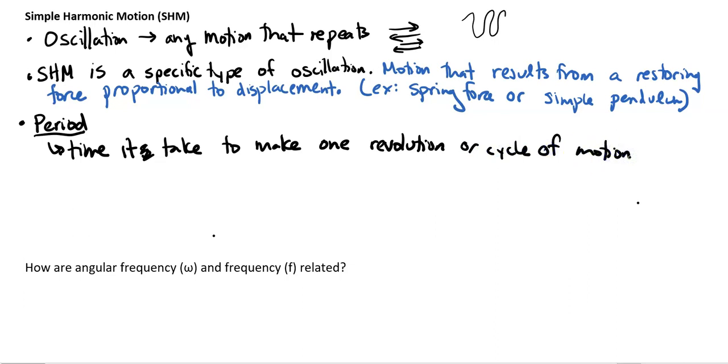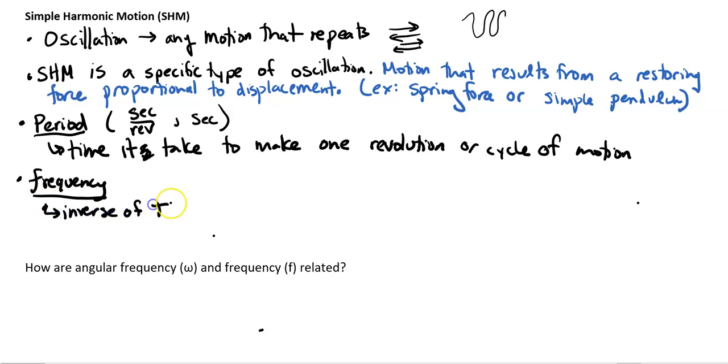Since period is dealing with time, the units of period are going to be seconds per revolution. However, revolution doesn't necessarily have a unit, so you could just say that the units are just seconds too. You'll see either of those used for period. Now we'll oftentimes see this word frequency. Frequency is essentially the inverse of period. So let's guess what an equation is for that. Inverse of period is just 1 over period. So the equation for frequency is 1 over period.